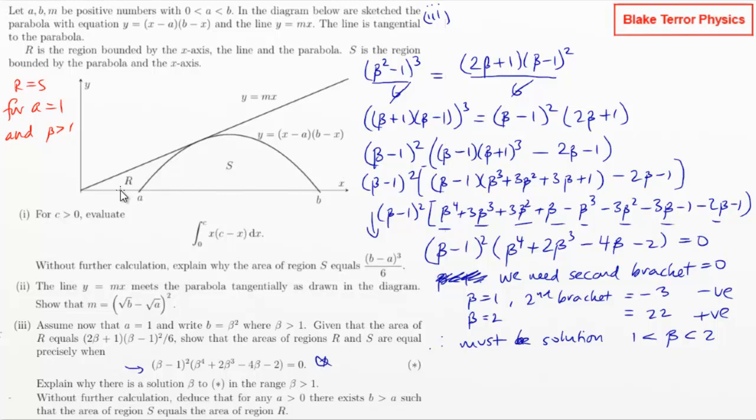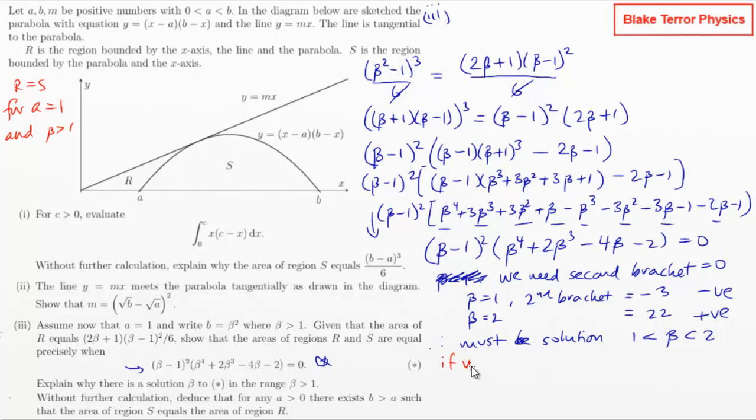Because if we stretch it, we've got A sitting at 1, we move that to A. So we just do a stretch in the X direction. We're still going to have a tangent point. We're still going to have the straight line going through the origin. And we're still going to have the same ratio of areas. So it's going to have to be that then.